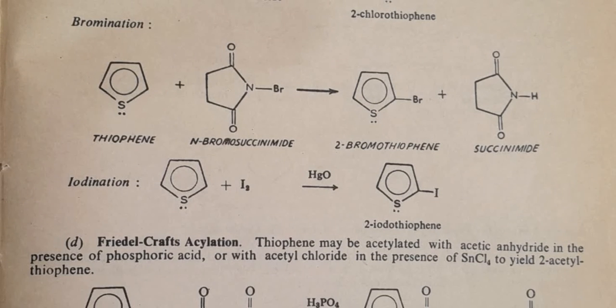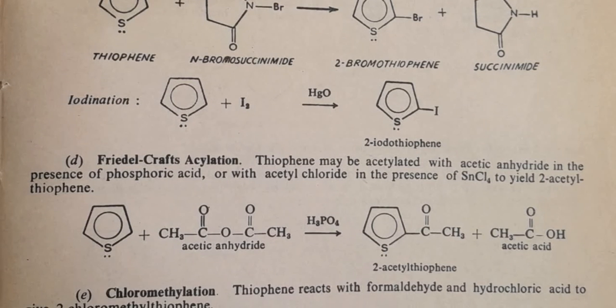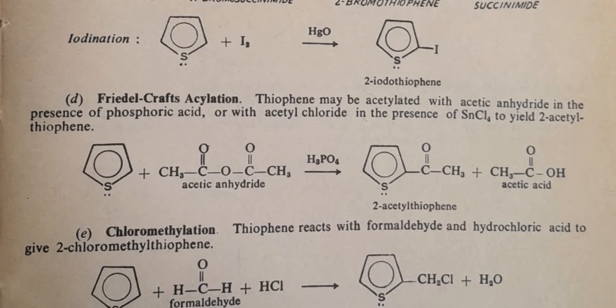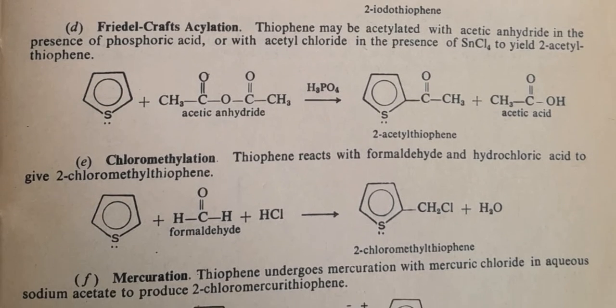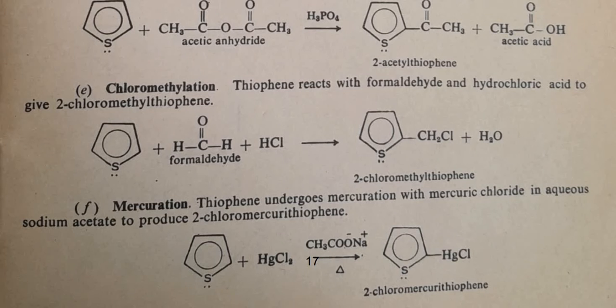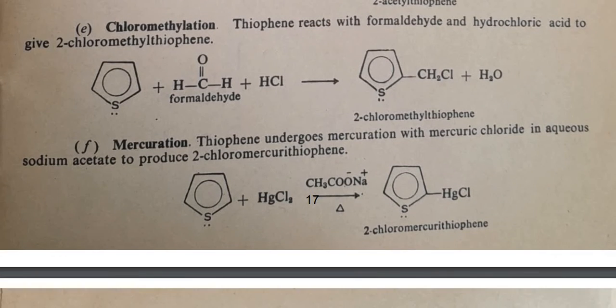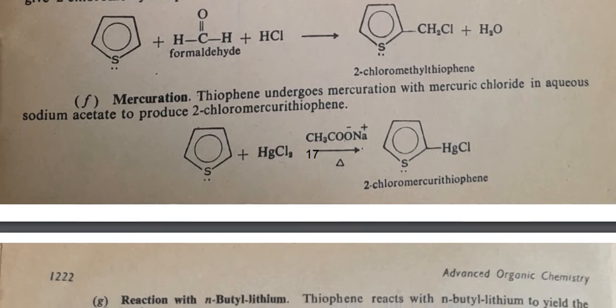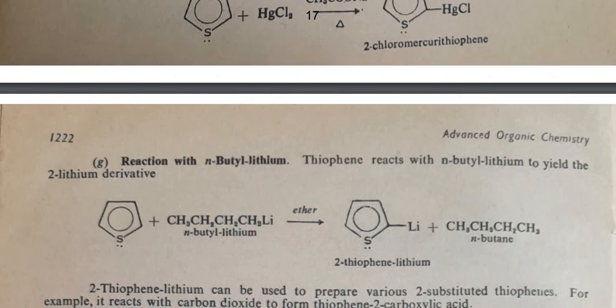Bromination, you will get 2-bromothiophene. And on iodination, you will get 2-iodothiophene. Friedel-Crafts acylation, thiophene reacts with acetic anhydride and gives 2-acetylthiophene. Chloromethylation, thiophene undergoes reaction with formaldehyde and HCl, and you will get 2-chloromethylthiophene. Mercuriation gives 2-chloromercurithiophene.